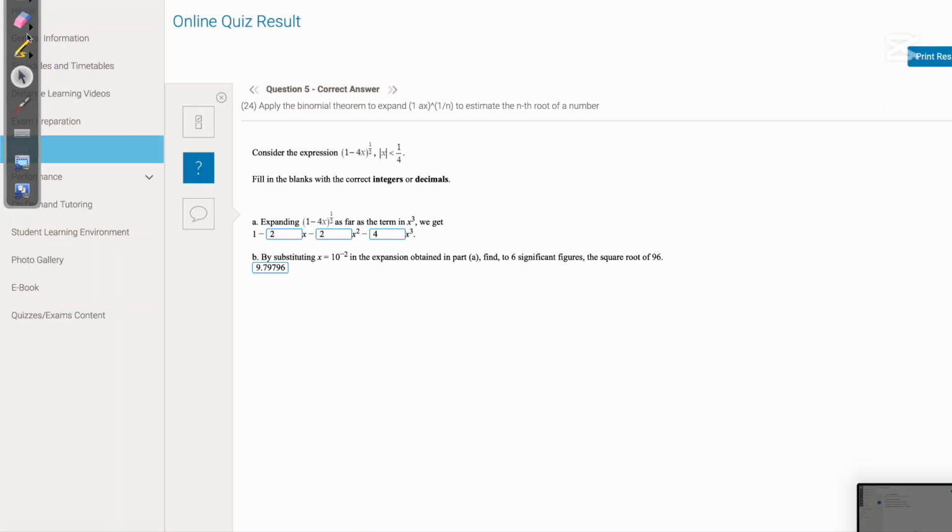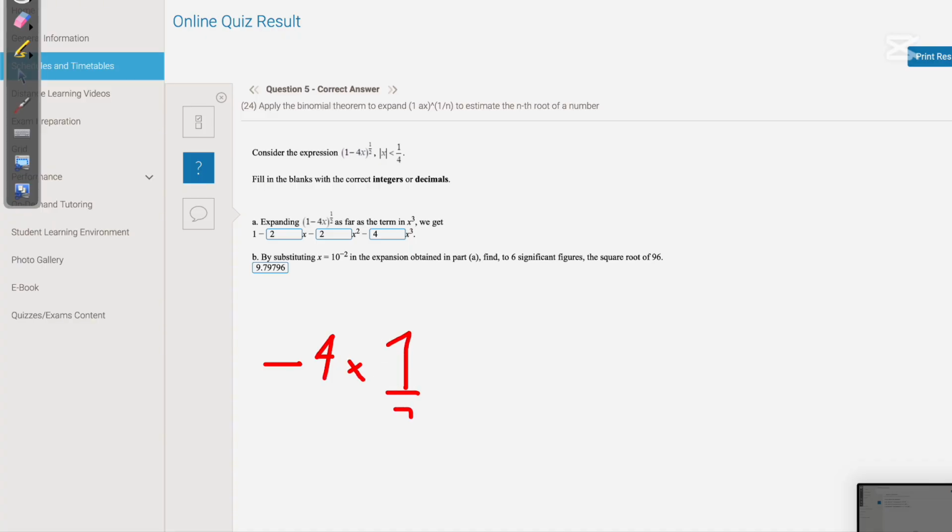Number 5. Fill in the blanks with the correct integers or decimals. Expanding 1 minus 4x to the power of 1 over 2. Okay, now look, for the first term, when the power is rational, the first term is always 1. Okay? And the second term will always be b times the power. So negative 4 times 1 over 2, which is negative 2, right here.